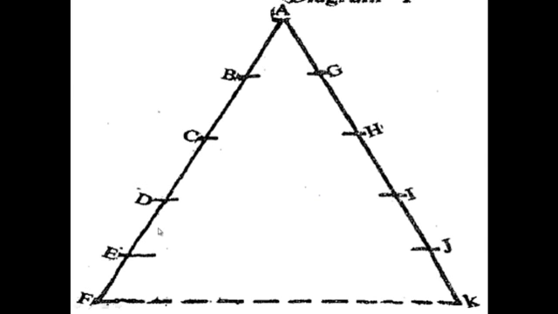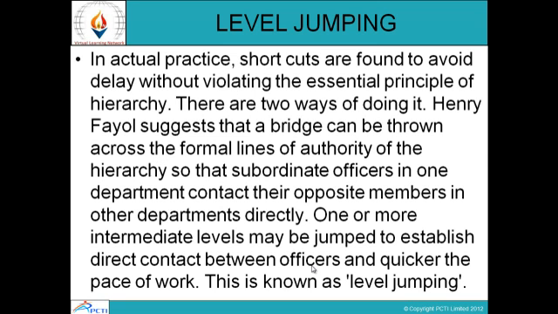We can see in the previous picture, F and K, they have that line. This is basically a level jumping, just to bring out the proper pace, the proper speed in a work. One person can contact the other person in the other department, but they must be at the same level. So in that flow, they were bringing out the proper flow and proper working of the organization. That is why they were stating that hierarchy. Fayol basically stated, bring a bridge.